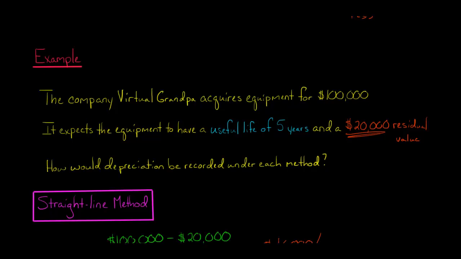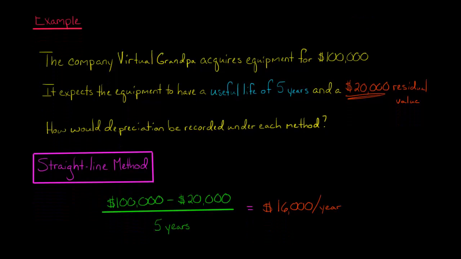I'm going to show you the straight line method first because that's the easier one. Then I'm going to show you double declining balance, and then we'll compare the two. So we've got $100,000 as the amount of the asset, but we subtract the residual value. We don't do that under the double declining balance method. You'll see that in a minute.